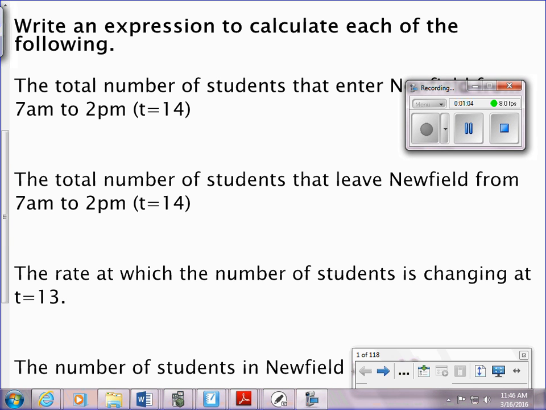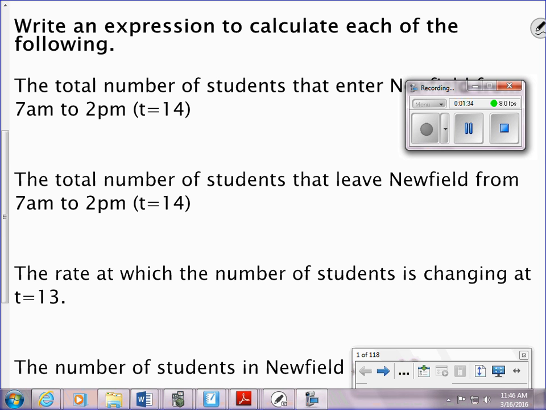Okay, so in this little do now exercise, 20 kids were in the building at T equals 7. I don't know why. Don't ask me. I don't have that answer. We're told the rate at which they're coming in is E of T and the rate at which they're leaving is L of T. Okay. First question. Write an expression for the total number of students that enter Newfield from T equals 7 to T equals 14. I just want to know the total number that enter Newfield.